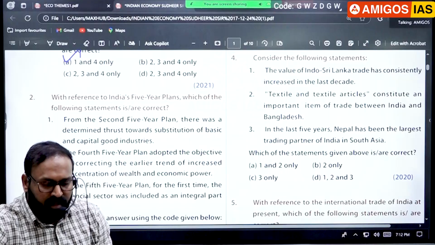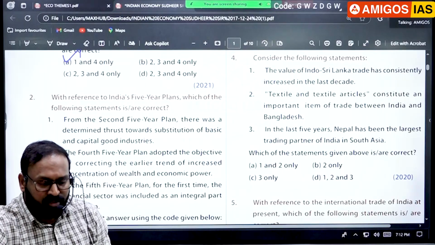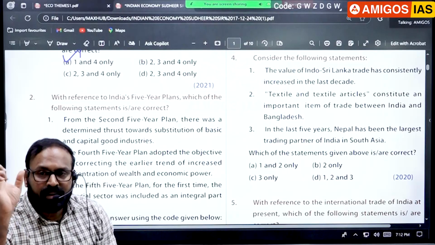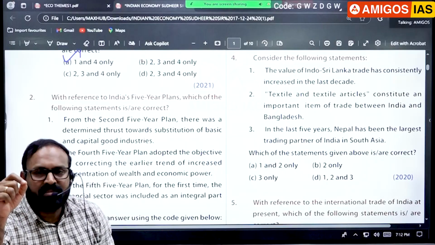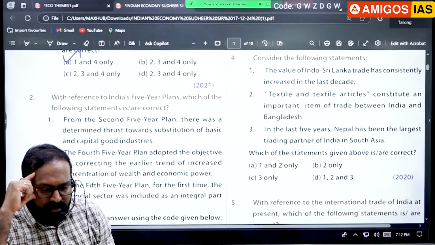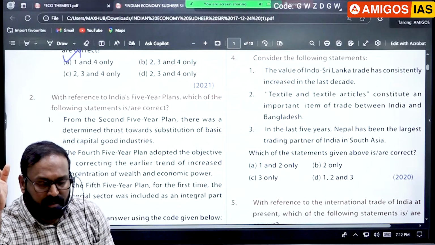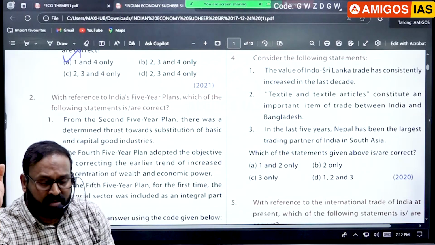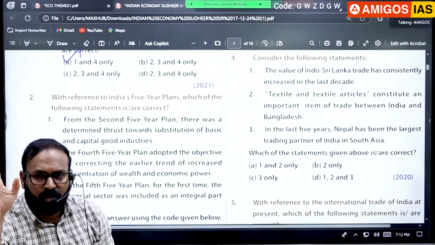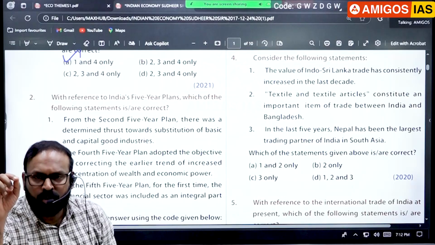Yeah. Come to the 6th question. Very interesting question. The other day I gave you a trick to solve this question. Can anybody explain the answer for the 6th question? Statement 1 says, in the post-pandemic period, many central banks across the world carried out interest rate hikes. Now, what do you call this kind of monetary policy?